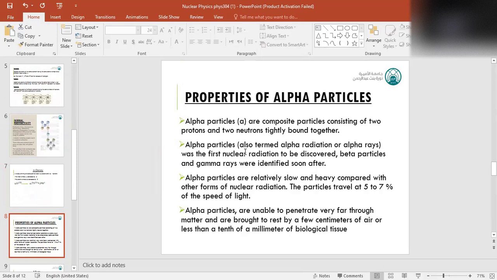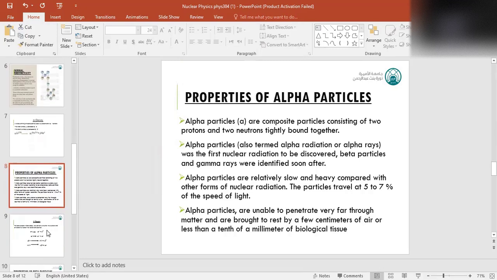Alpha particles are relatively slow and heavy compared with other forms of nuclear radiation. The particles travel at 5 to 7% of the speed of light. Alpha particles are unable to penetrate very far through matter and are brought to rest by a few centimeters of air or less than a tenth of a millimeter of biological tissue.